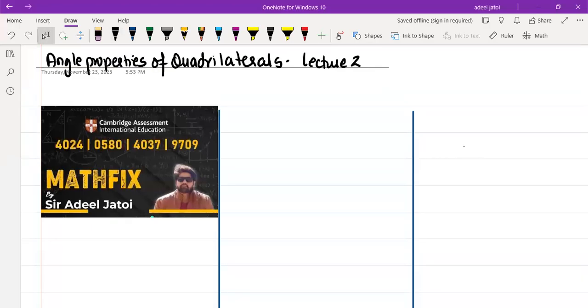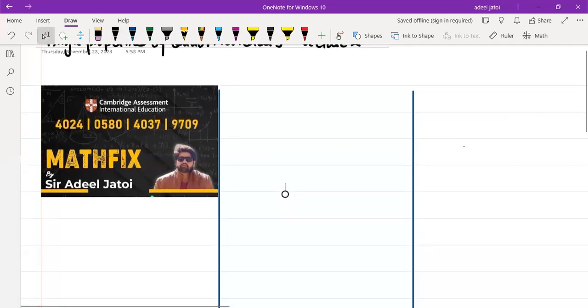Okay, Ji. We are starting off with angle properties of quadrilaterals. This is a continuation of lecture 1 of angle properties of triangles and angle properties that we have already done for two parallel lines and the transversal line. So let's start.